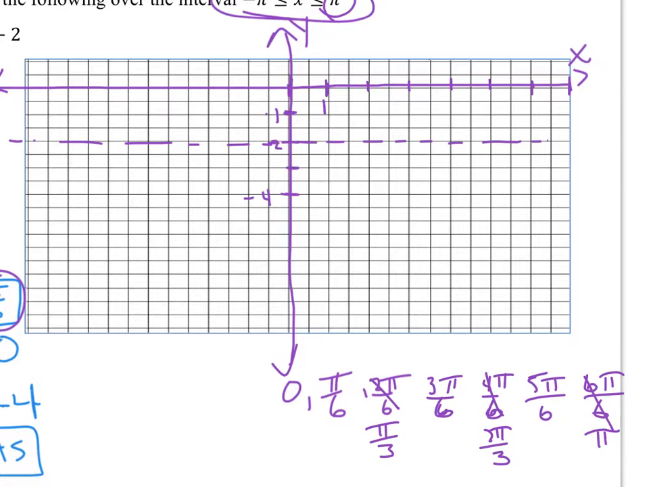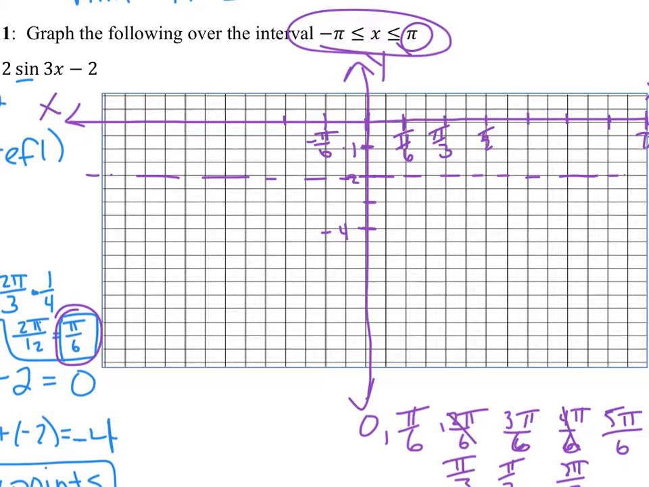So pi over 6. This one is pi over 3. 3 pi over 6 is pi over 2. And so on, all the way to pi. Now we're doing the exact same thing but backwards. I hope that made it to pi. I really didn't count there. So negative pi over 3, pi over 2, 4 pi over 6, 5 pi over 6, 6 pi over 6.